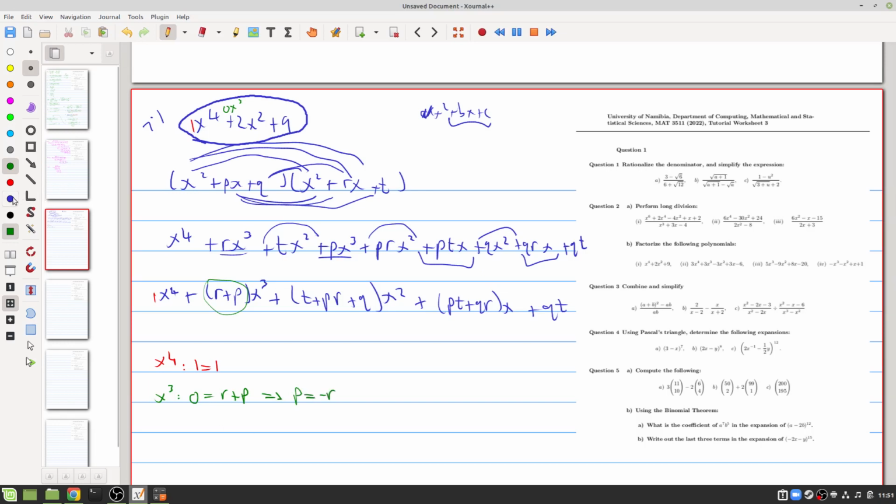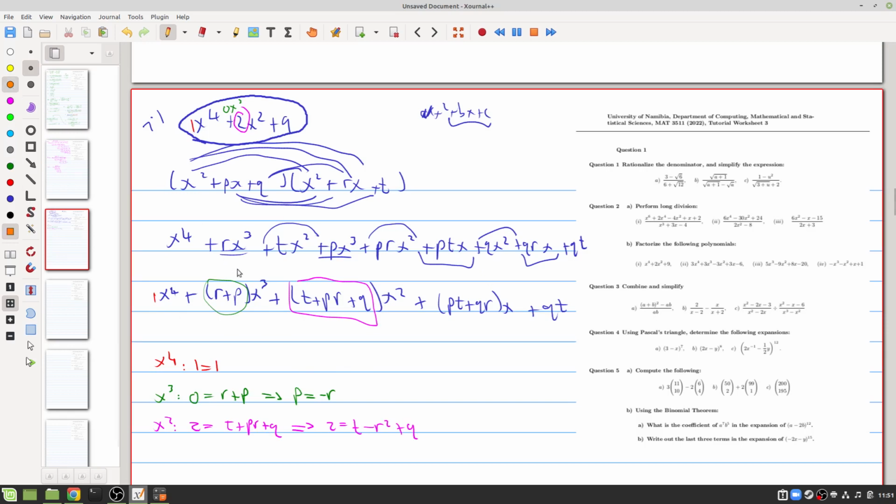Okay, then let's do the pink ones for the x squared. So here we've got a 2x squared, and here we've got this whole thing. So 2 equals t plus pr plus q. But we already know p is negative r, so we can substitute that in. So 2 equals t, and p is negative r, so negative r times r is negative r squared, plus q. Okay, so that's simplified a little bit.